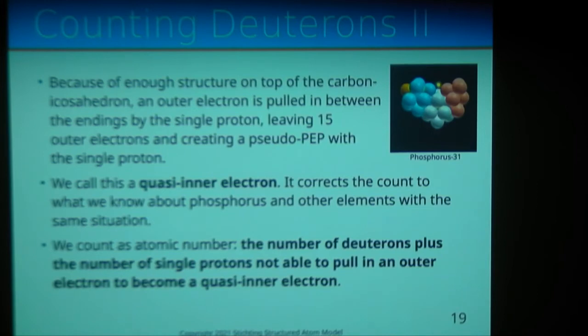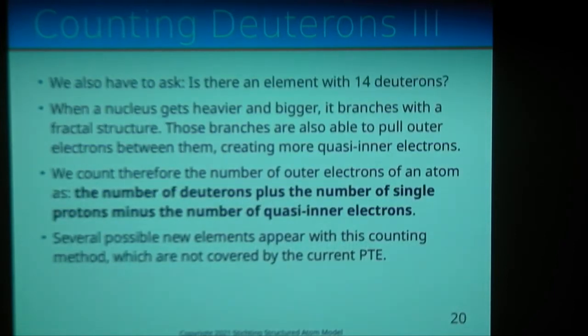The combination of a single proton and quasi-inner electron can no longer be counted as a proton, as it is more like a pep. We count as atomic number, therefore, the number of deuterons plus the number of single protons not able to pull in an outer electron to become a quasi-inner electron. Silicon was such a case. Not enough structure, therefore no electron could be pulled in and kept in place. Another question: do we miss an element with 14 deuterons and a single proton?